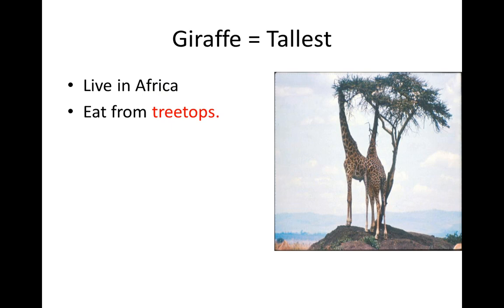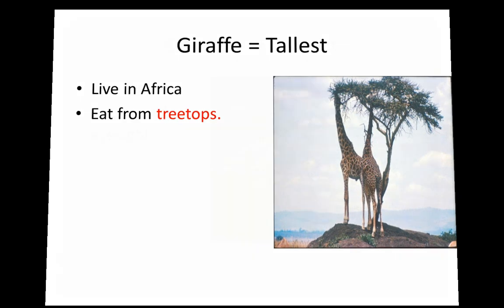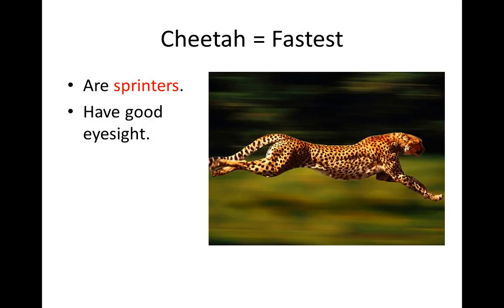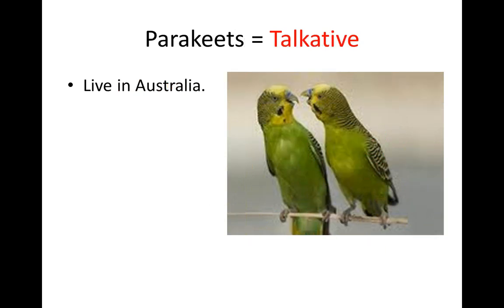Giraffes are the tallest. They live in Africa. They eat from treetops. Cheetahs are the fastest. They are sprinters. They have good eyesight. Parakeets are talkative. They live in Australia.